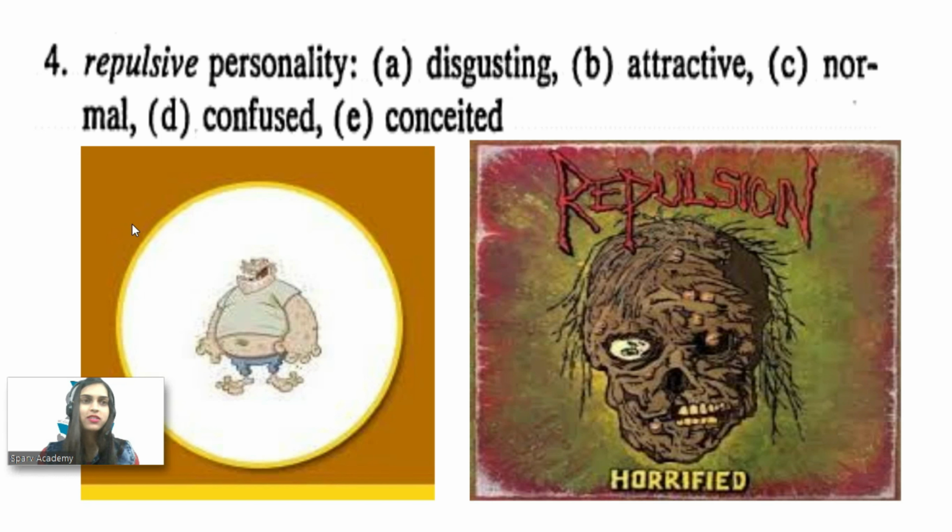And now for the fourth one, repulsive personality. Option A, disgusting, attractive, normal, confused, and conceited. In the video, if you find the answer, it will be something not attractive, very horrible. That means disgusting. Yes, the right answer is disgusting.